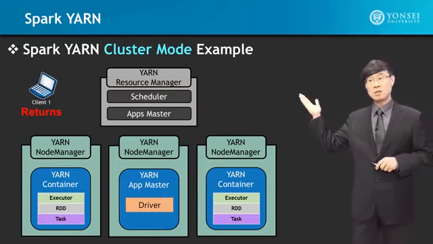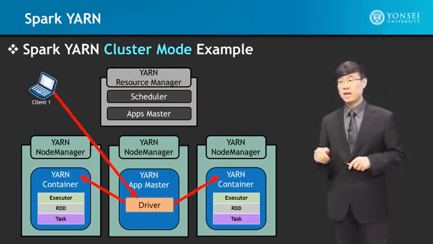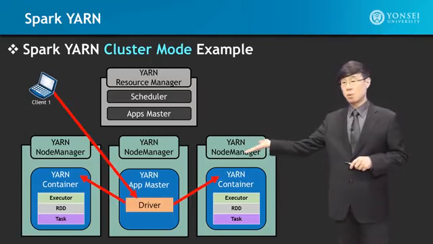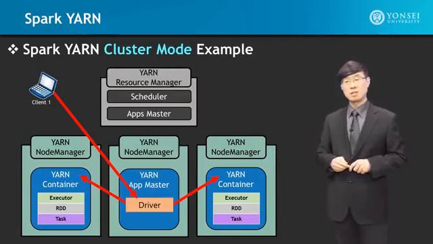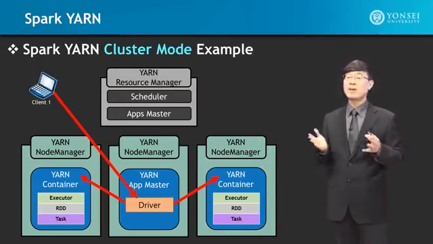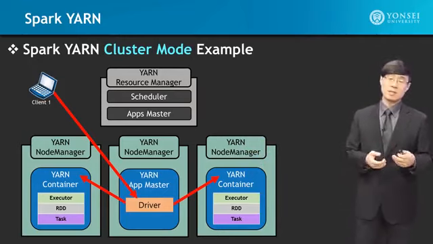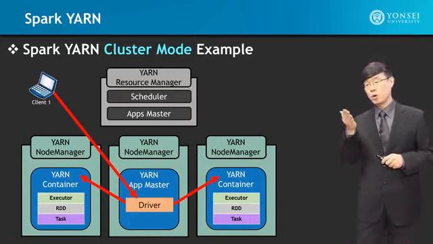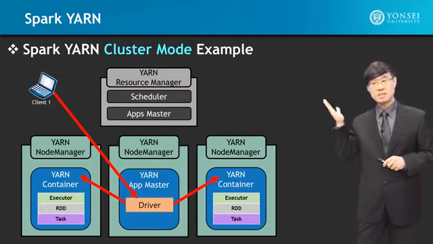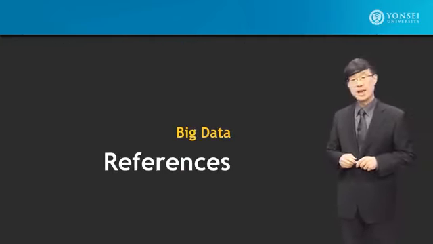When the client returns and wants to check the results, it will contact the driver that's on the Yarn App Master, the YAM, and that will check the results on the Yarn container. It may also have saved the final result on HDFS or on Cassandra or some other place, where the driver will go and fetch that and report it to the client device. This is cluster mode.